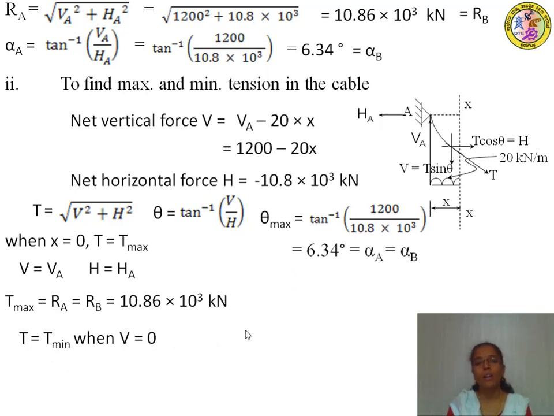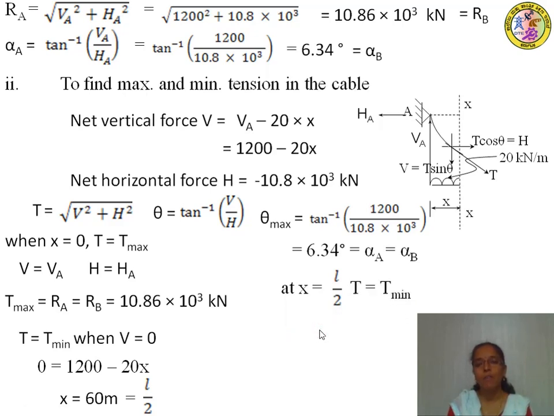So let us find at which position the vertical force will be 0. So that means we will equate this equation to 0. 0 is equal to 1200 minus 20 into x, from which you will get the value of x as 60 meter. 60 meter is nothing but half length, that is equal to L by 2. So therefore at L by 2, tension in the cable will be equal to minimum, that means T minimum.